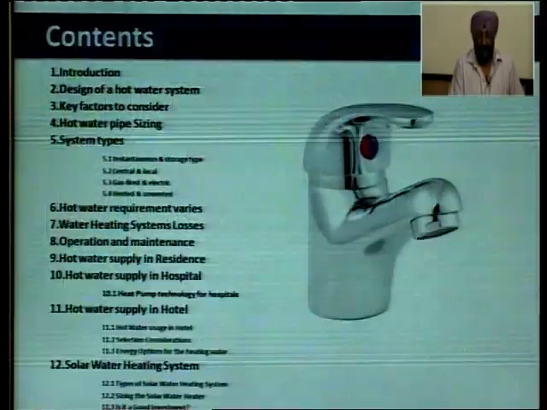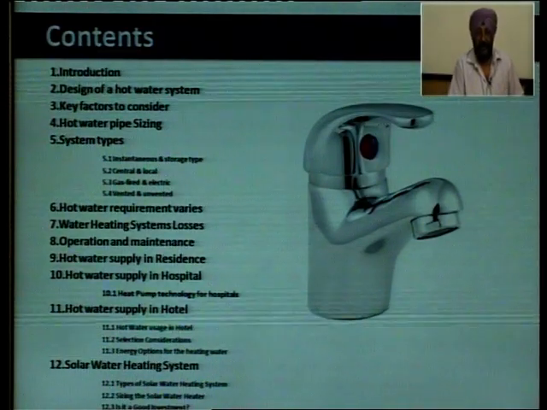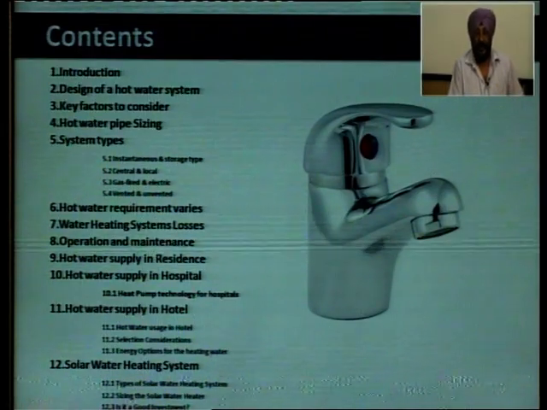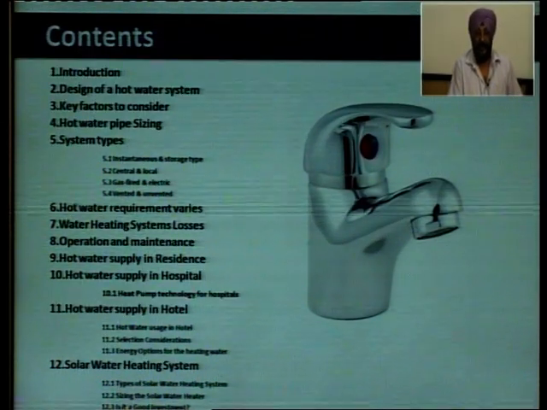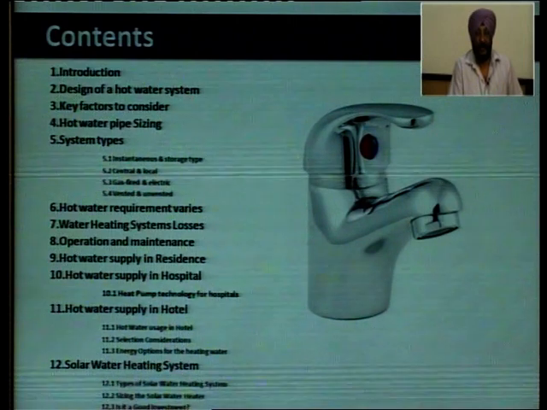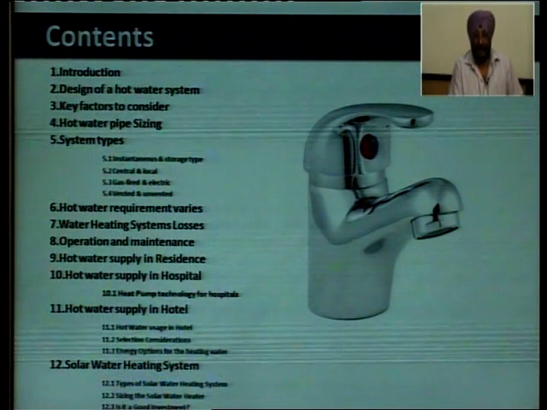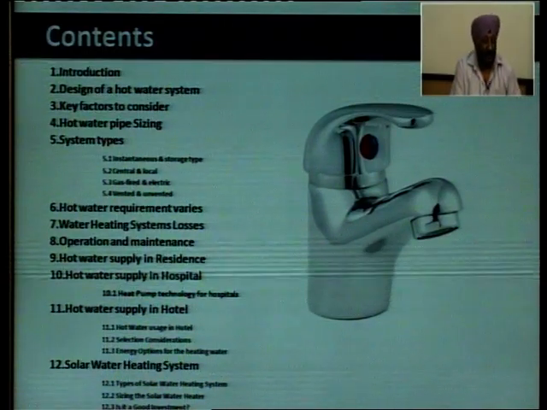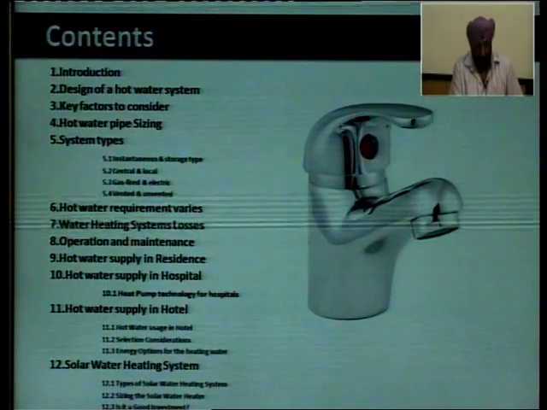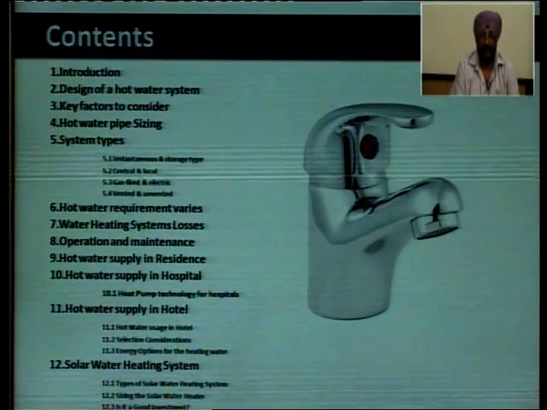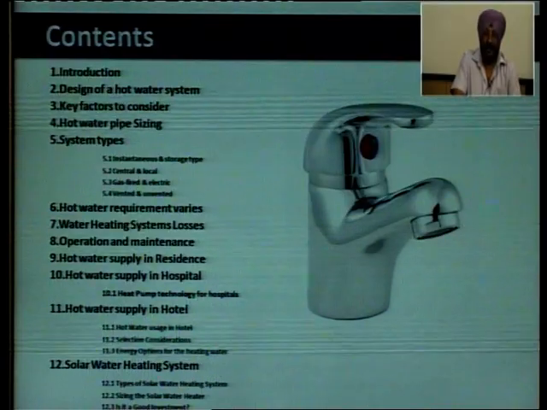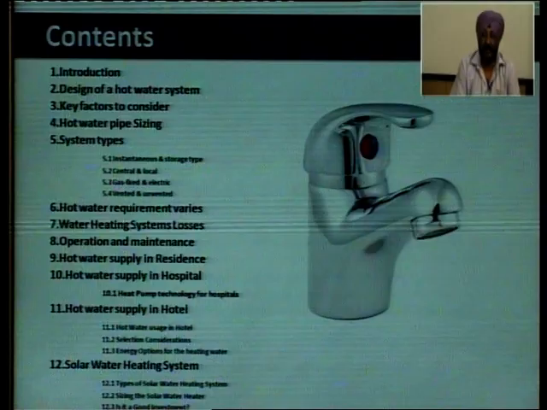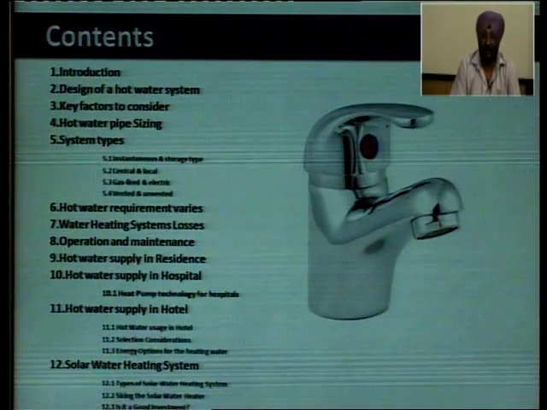So, in today's presentation we are going to cover a brief introduction about what hot water supply is. Then we will see how to design a hot water system, what factors are to be considered, and then it is very important that the size of pipes, how it is determined in case of hot water supply. Just like in cold water supply, you are aware that in residences you normally have a 1-inch pipe or a 3/4 inch pipe and half-inch pipe. Similarly, in hot water there are different sizes which are used according to the specific need.